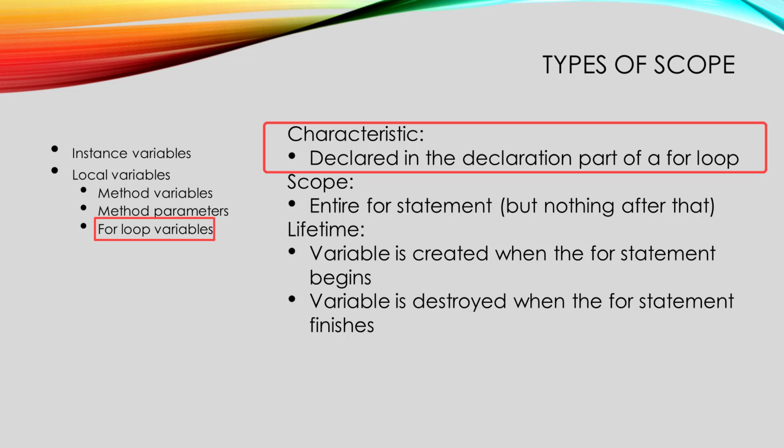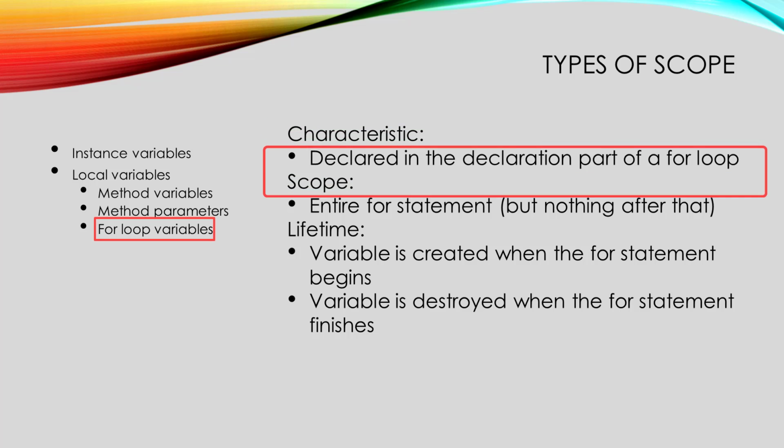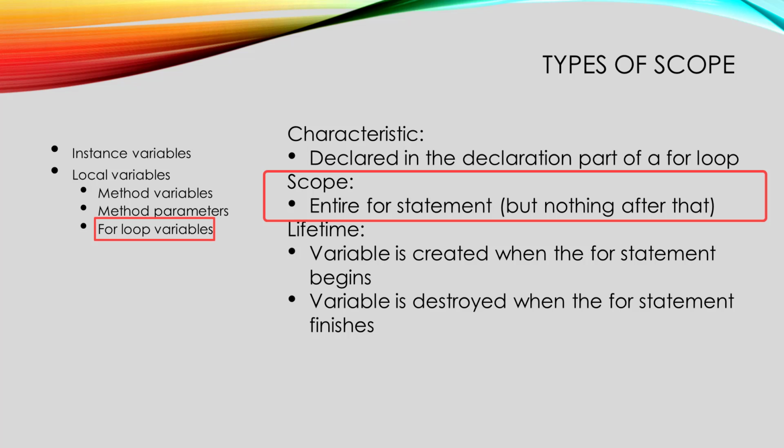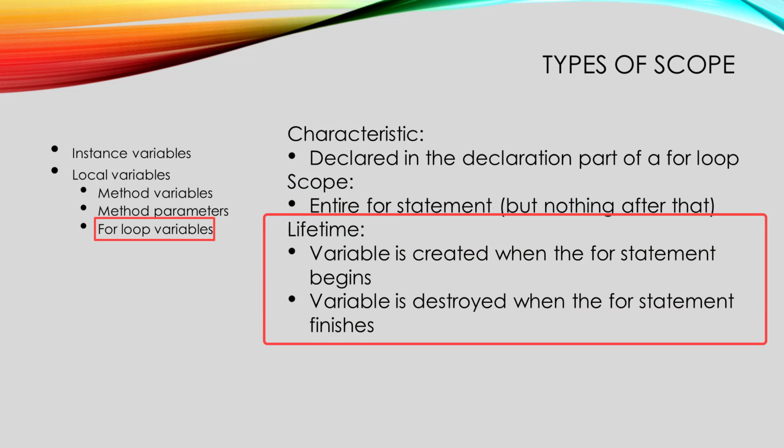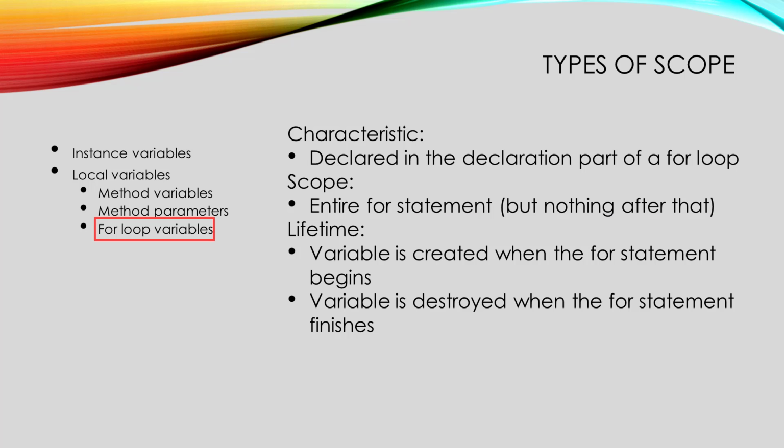These are the variables that are declared in the parentheses of a for statement. For these variables, their scope is the for loop that declared them, and their lifetime is while that for loop is running. This can cause some subtle bugs.